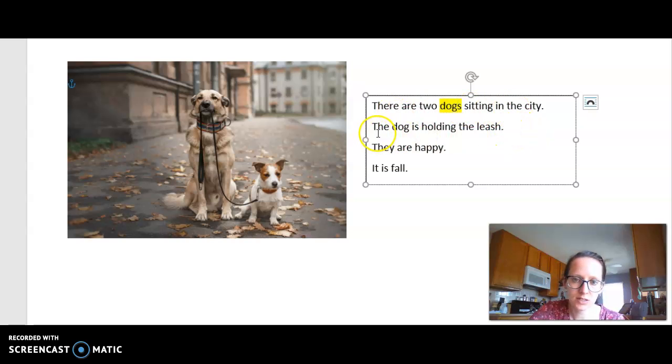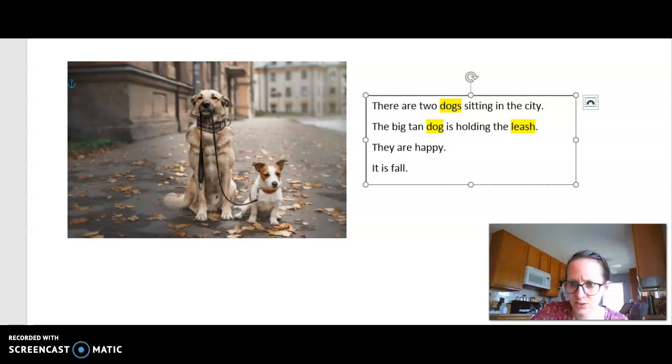Okay, this next one, let's look at this one. The dog is holding the leash. So remember, the nouns are the person, place, or a thing. So dog's a thing. Also, the leash is a thing. So how can we describe those 2 words? So let's think. The dog. Which dog is holding the leash? Is it the big one or the small one? I think it's like a tan color. You could say the big tan dog is holding the leash.